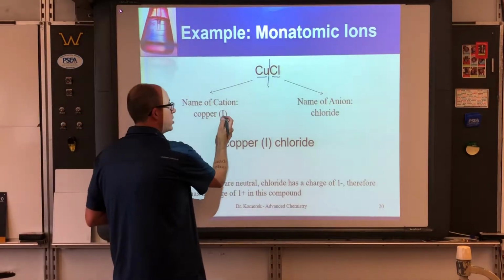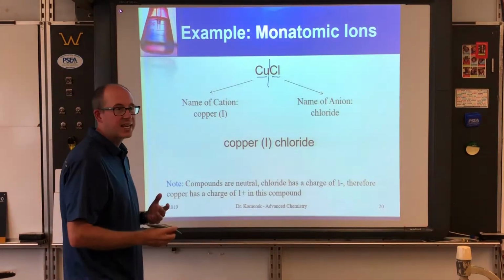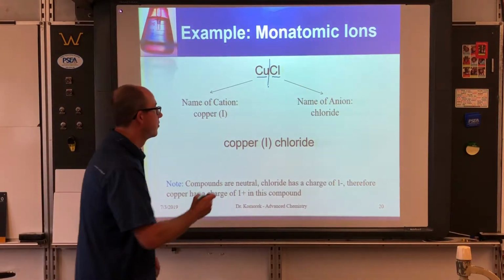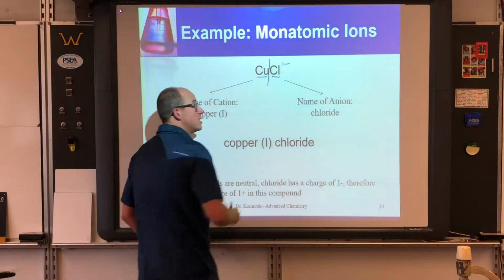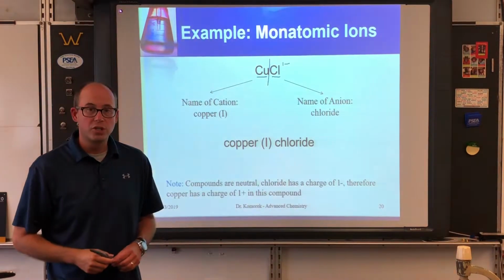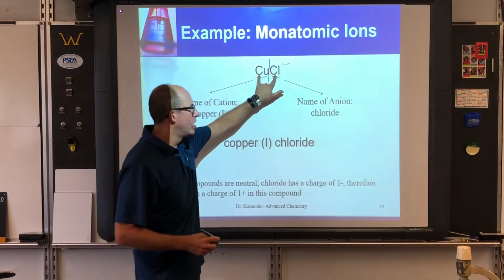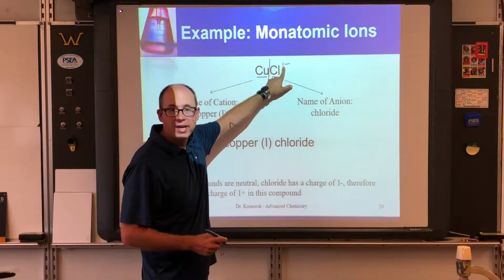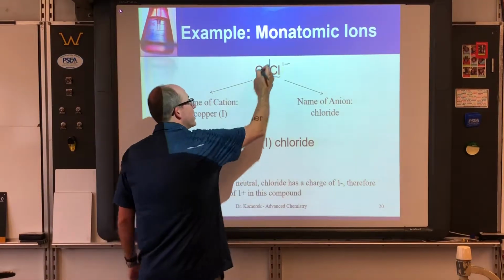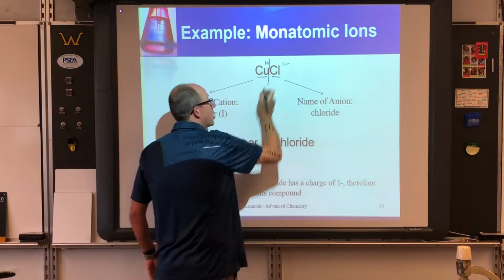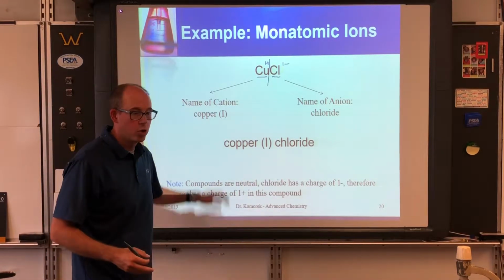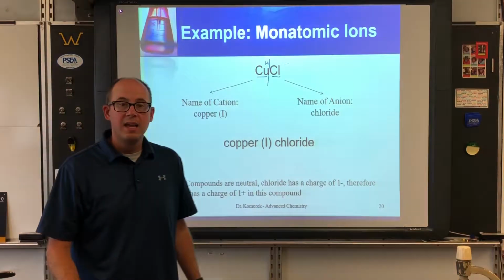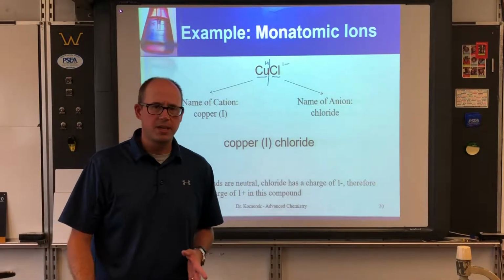The reason why we know this is copper 1 is we use the second element to figure out the charge of the first. The chart of ions tells us that chlorine always has a -1 charge. Now you only have one of each of these elements, so if chlorine has a -1 charge, then the copper must have a +1 charge to balance it out. So that gives us copper 1 chloride for the name. It's not always going to be copper 1.